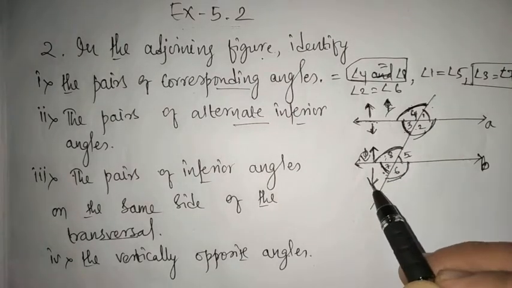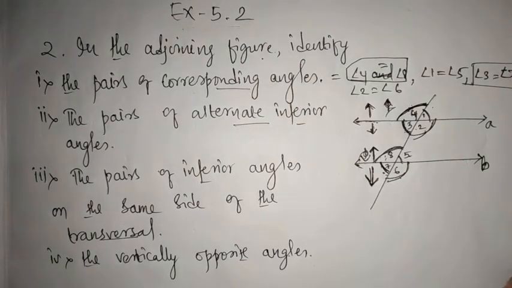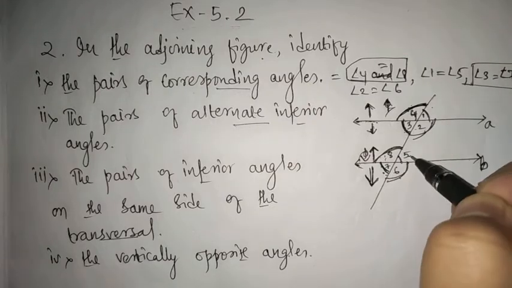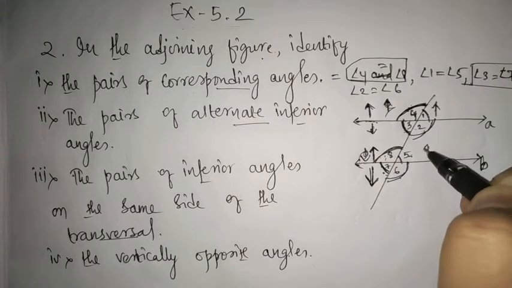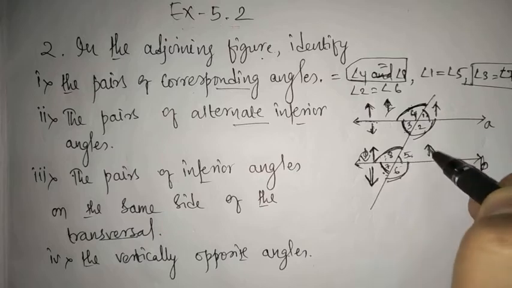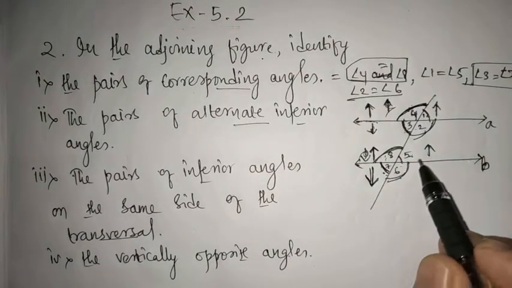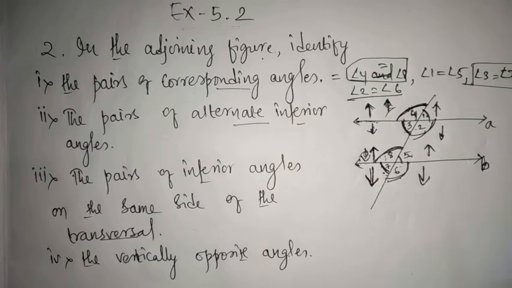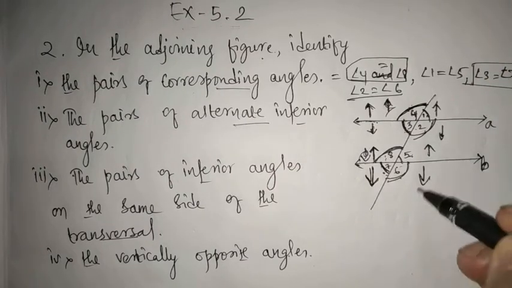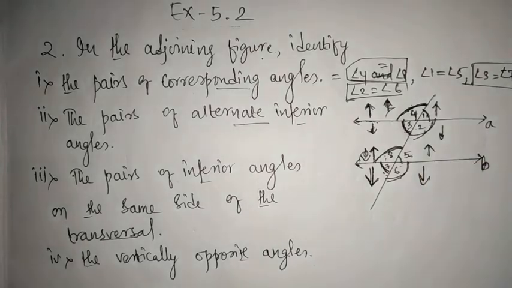Similarly, angle 3 is equal to angle 7. They are below the parallel line. Similarly, angle 1 is equal to angle 5. Why? They are above the parallel line and in the same position. Also, angle 2 is equal to angle 6 because they are below the parallel line. So these are your corresponding angles which are in the same position.